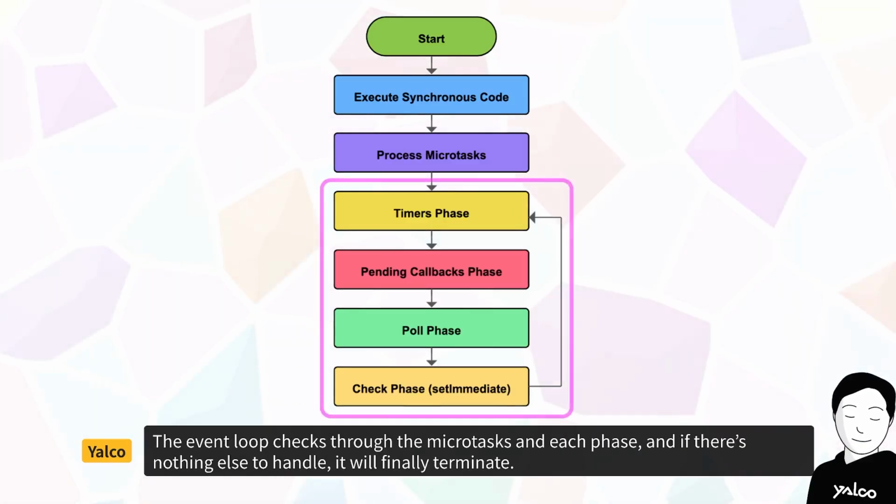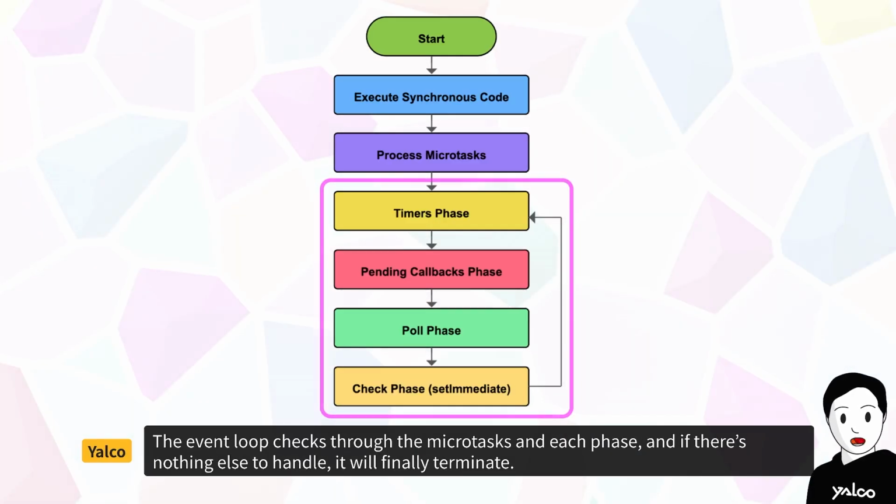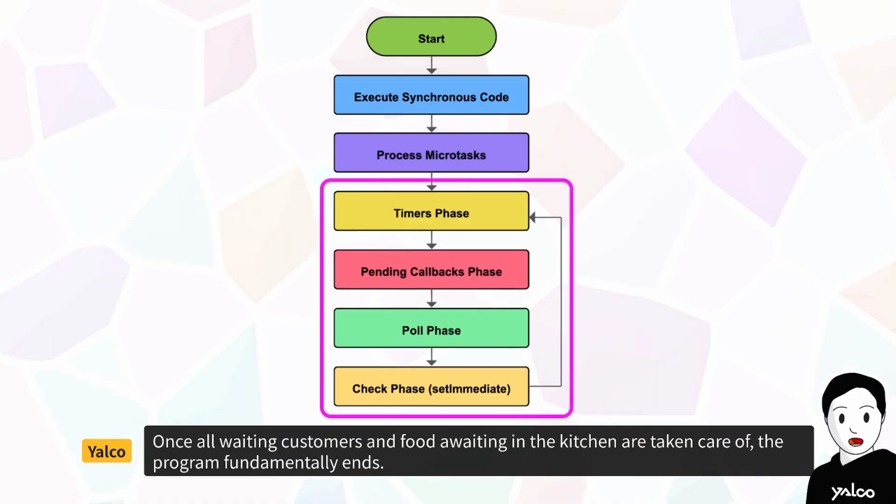phase. The event loop checks through the microtasks and each phase, and if there's nothing else to handle, it will finally terminate. Once all waiting customers and food awaiting in the kitchen are taken care of, the program fundamentally ends.